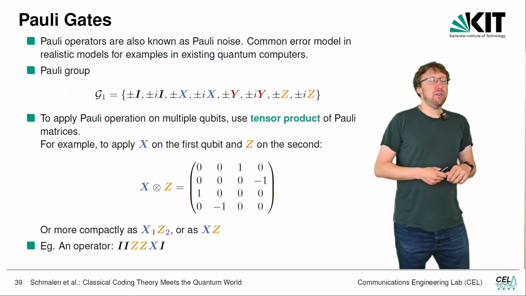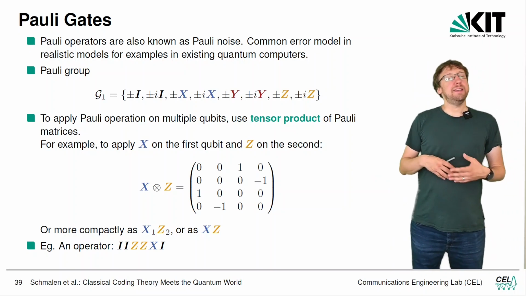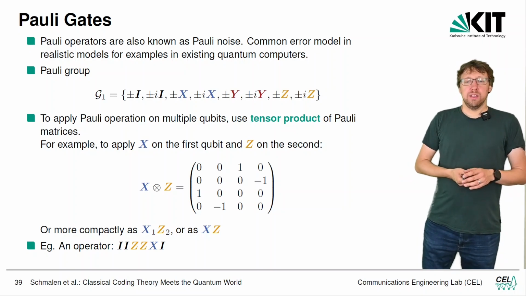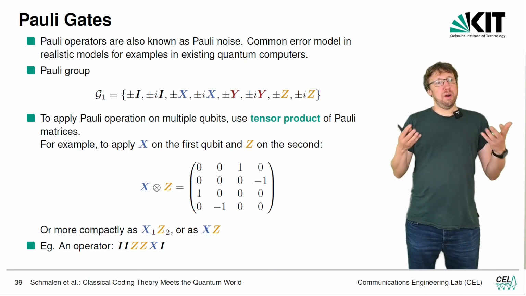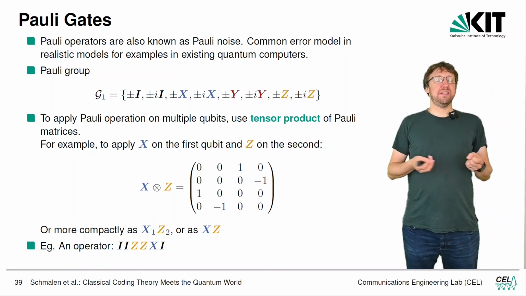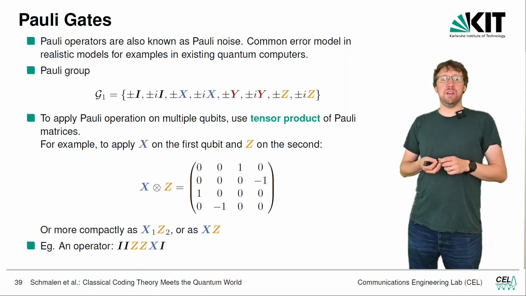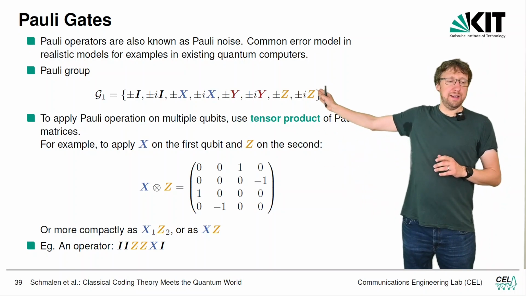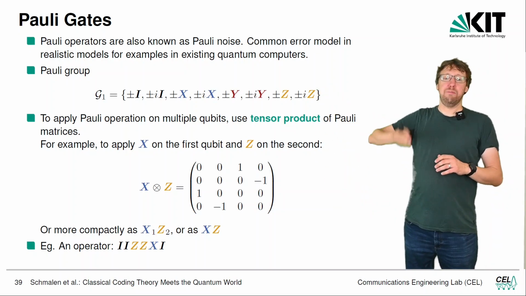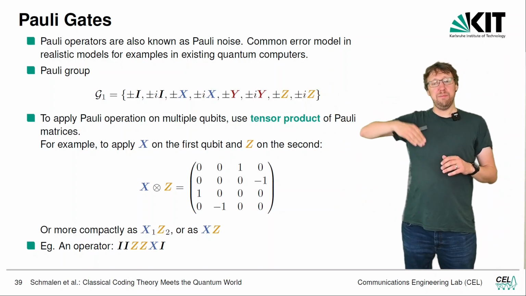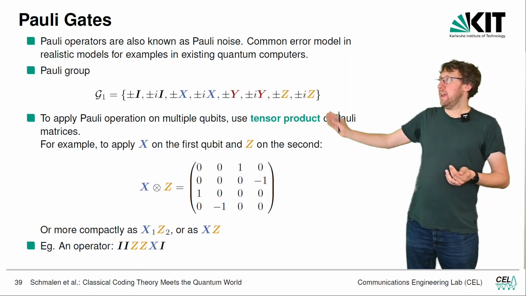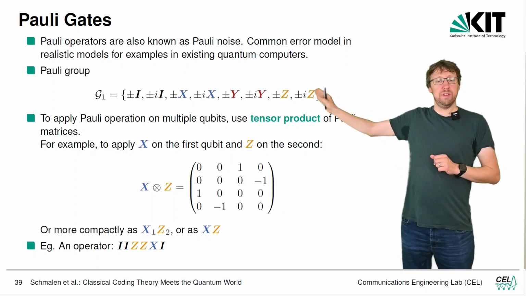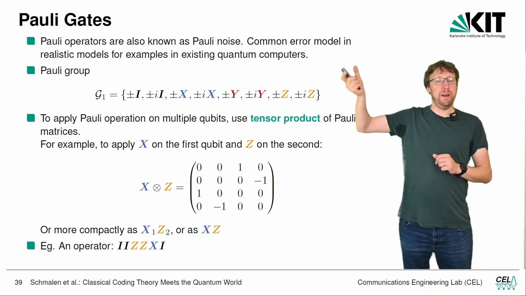Pauli operators are also known as Pauli noise, and these are a common error model in quantum computers. The Pauli errors or the Pauli gates act as noise on the quantum states, and you can have errors from the Pauli group, which is the identity matrix, plus minus X, plus minus Y, plus minus Z, and they can be multiplied with the imaginary unit i. So we can also have a flip by an imaginary unit.